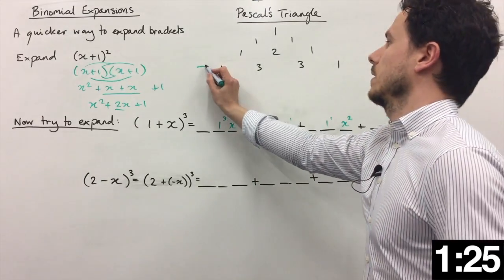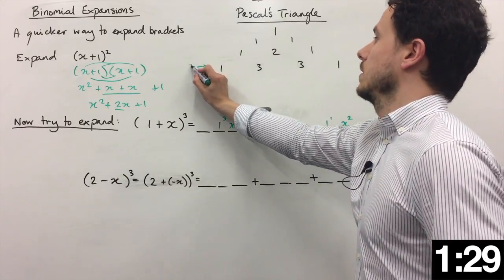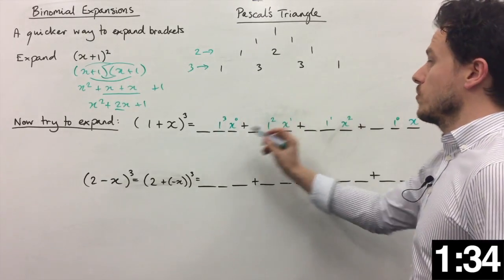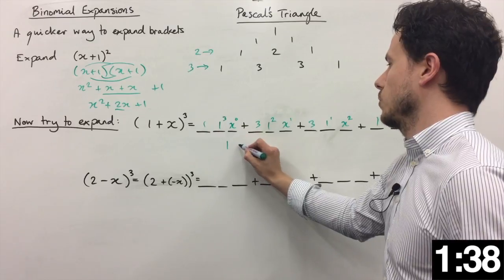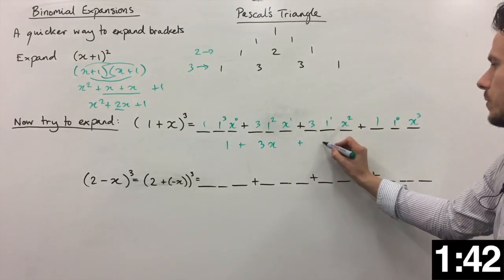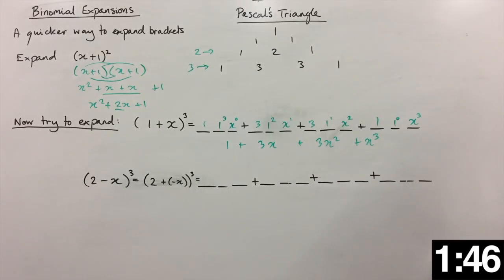We'll take a look. Squared gave us 1, 2, 1. Cubed will be this line. So these are the number of ways that this can be formed. Here we're going to have just 1. This one will have 3x. This one will get 3x squared. And here, x cubed, a much quicker way.